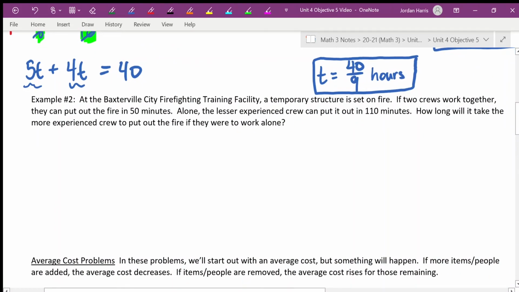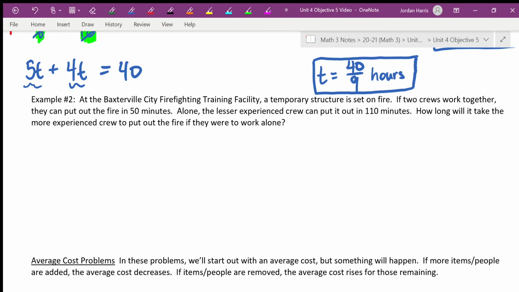Example number 2: at Baxterville City Firefighting Training Facility, a temporary structure is set on fire. If 2 crews work together, they can put out the fire in 50 minutes. Alone, the lesser experienced crew can put it out in 110 minutes. How long will it take the more experienced crew to put out the fire if they work alone?